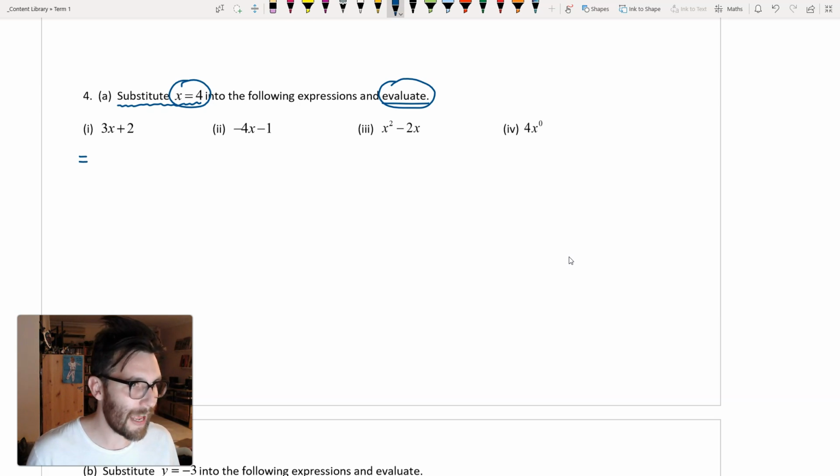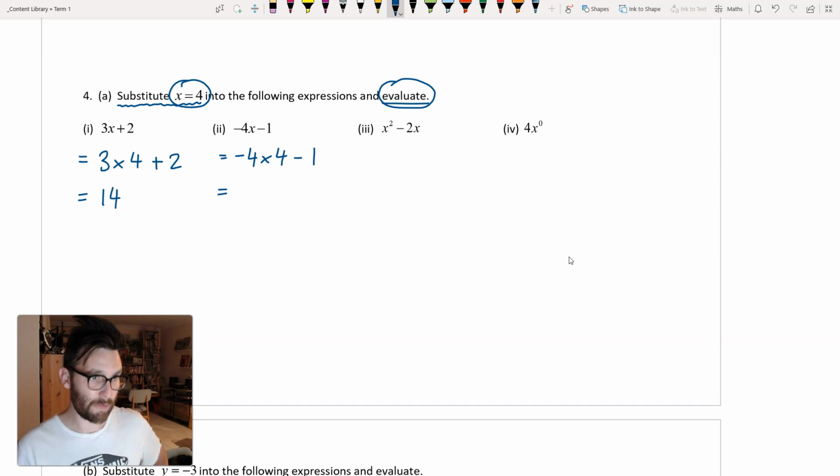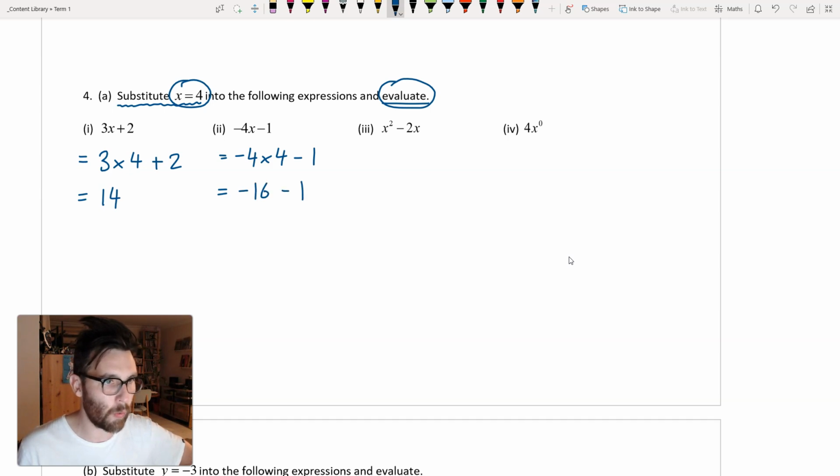So substituting 4 for x. So instead of 3 times x, it's 3 times 4. And I'm going to add 2 onto that. 3 times 4 is 12 plus 2 is 14. Cool. Next one, negative 4 times x. So negative 4 times 4, take 1. Okay, negative 4 times 4. Well, 4 times 4 is 16, and a negative times a positive gives you a negative. So negative 16, take 1.